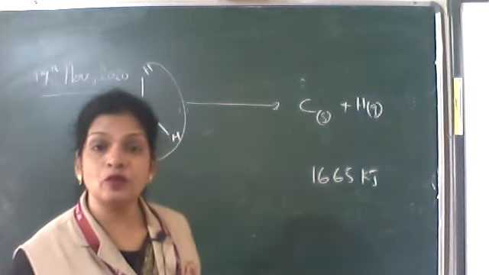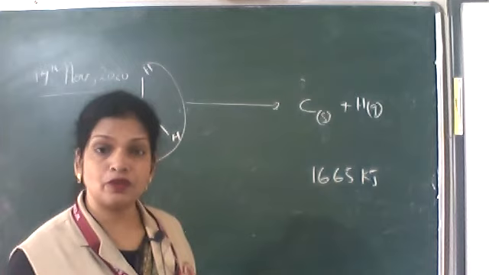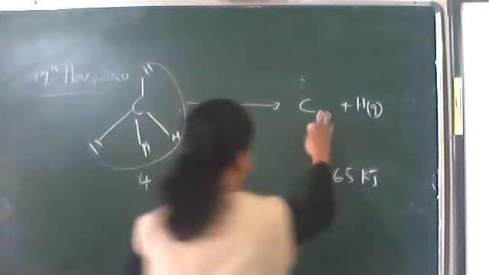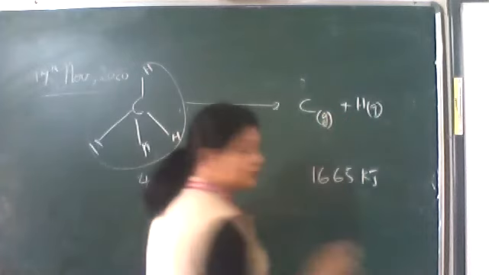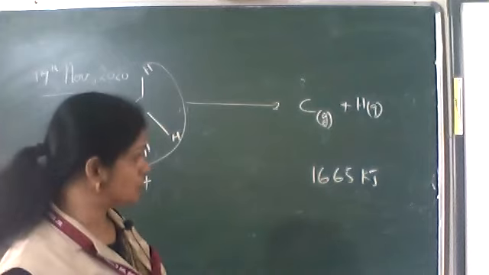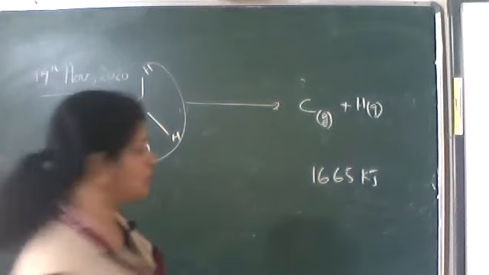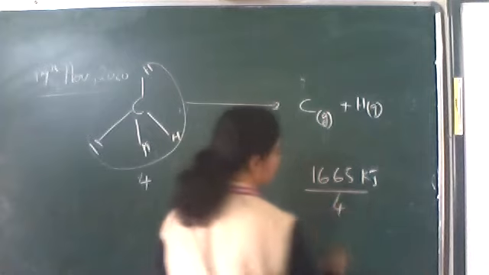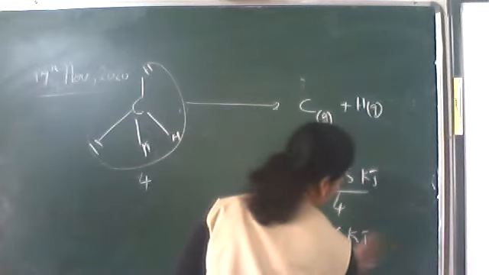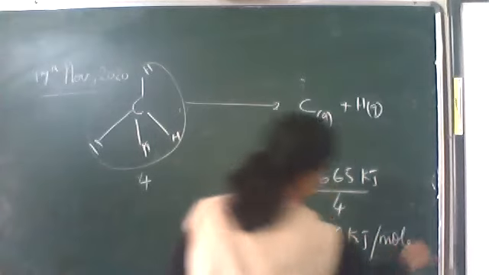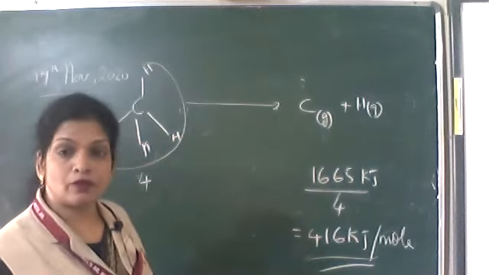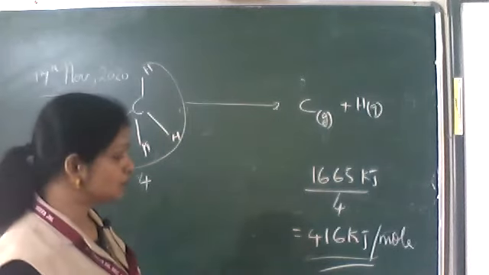This is for 4 moles of bonds. This is in the gaseous state. So what is the average bond dissociation enthalpy for 1 mole of bond? That is divided by 4. So here 416 kilojoules per mole. So that is for 4 moles of bond. Now for 1 mole of bond, there is 416.